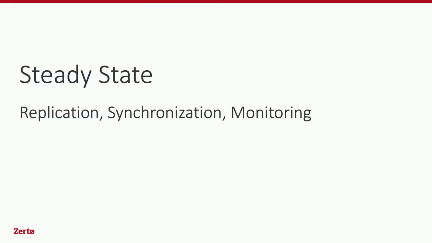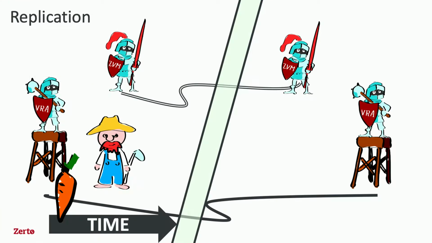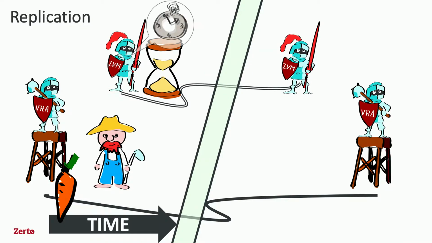The single most important process that happens during steady state is the replication itself. Now, the VRAs are responsible for transferring the data over the data channel. But every now and then, the ZVM has to insert a checkpoint into the stream of the data. So if you have your ZVM down, your VRAs may be up, they may be replicating data, but you have no checkpoints at that time. So you need your ZVM up all the time. It's part of the replication process.